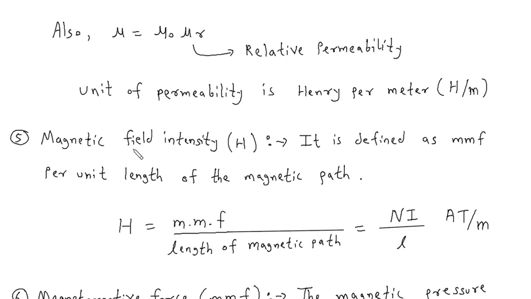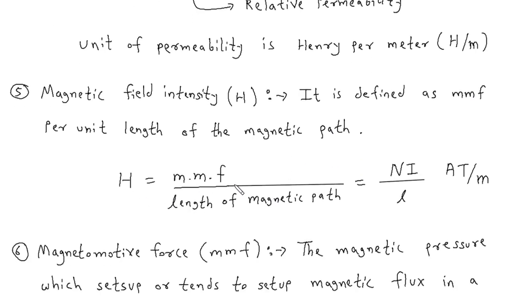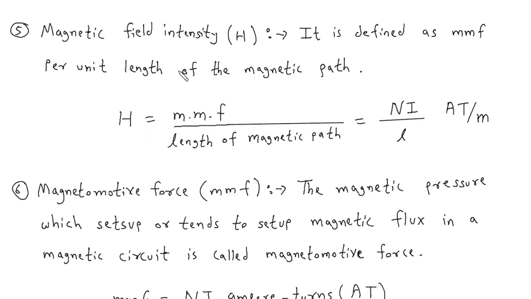Next is magnetic field intensity. It is represented by capital H. It is defined as mmf per unit length of the magnetic path. That is H is equal to mmf upon length of magnetic path. And we know mmf is equal to number of turns into current upon length. The unit for magnetic field intensity is ampere turn per meter. The unit of current is ampere. The unit of number of turns is capital T, which is turns, upon the unit of length is meter.